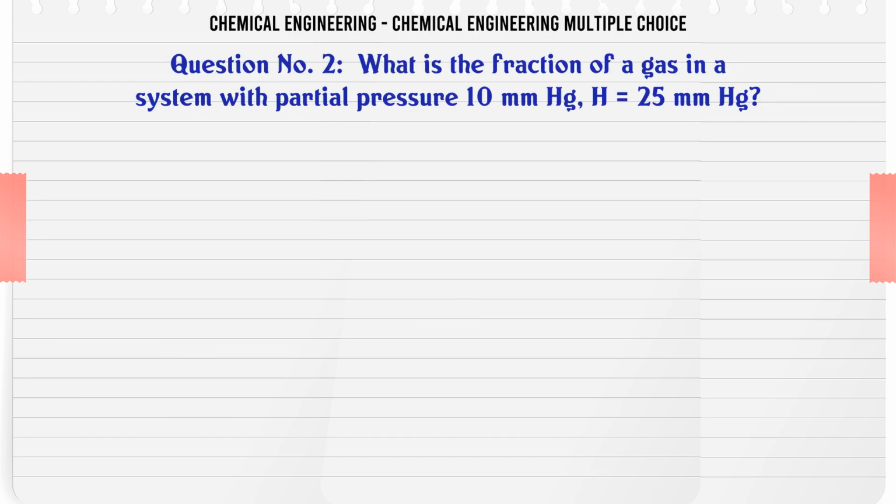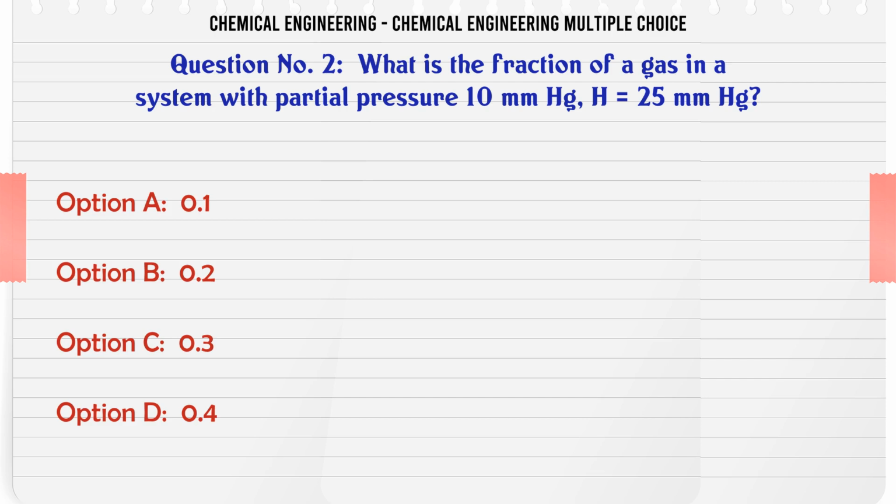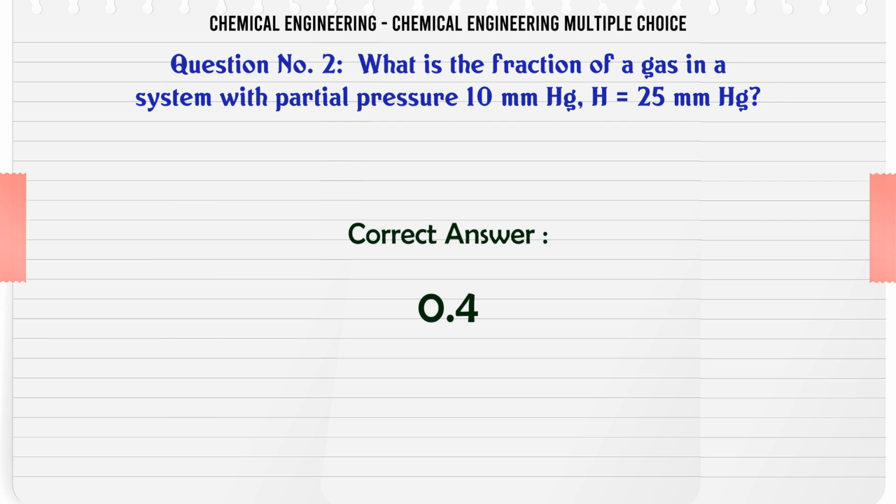What is the fraction of a gas in a system with partial pressure 10 mm Hg H 25 mm Hg? A 0.1, B 0.2, C 0.3, D 0.4. The correct answer is 0.4.